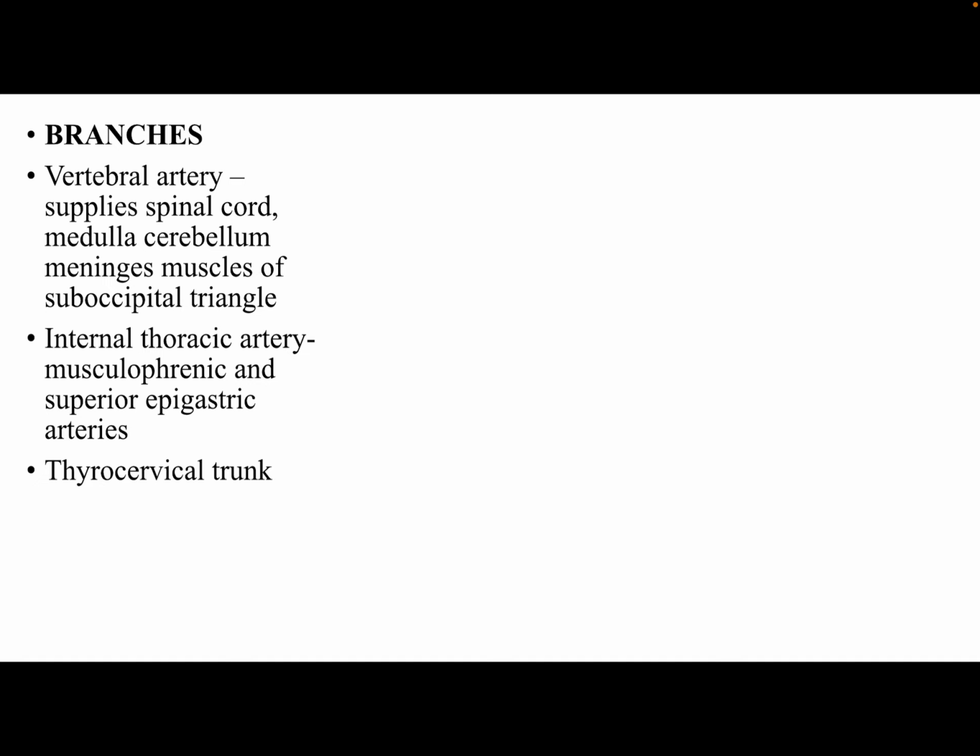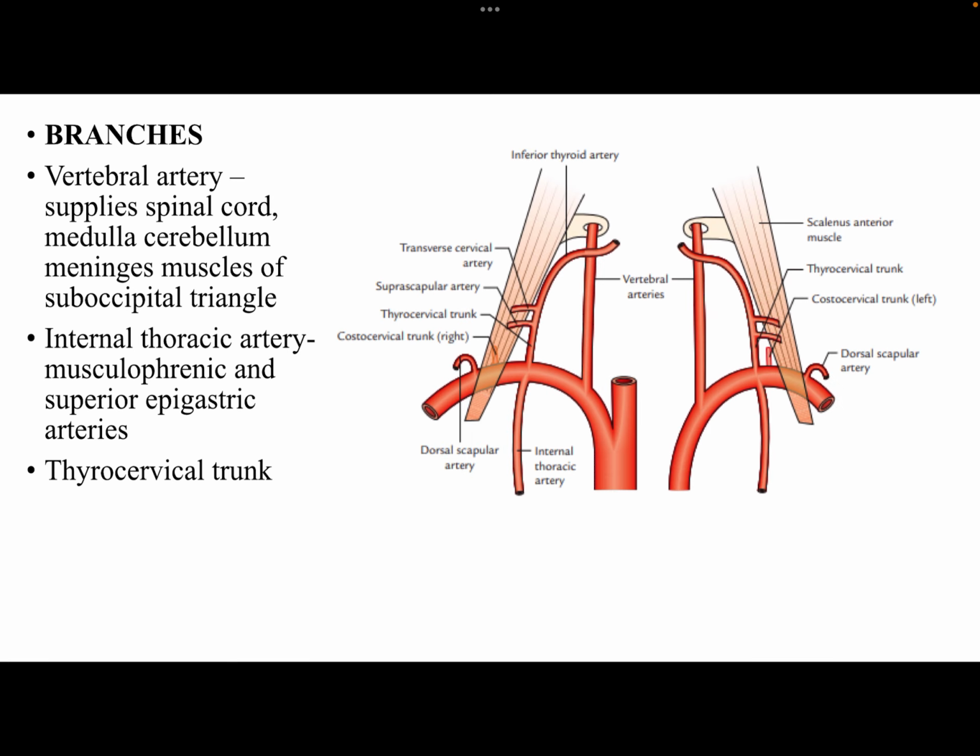The branches from the first part are the vertebral artery, thyrocervical trunk, and internal thoracic artery. The branch from the second part is the costocervical trunk, only arising from the right subclavian artery, but no branches from the left subclavian artery.